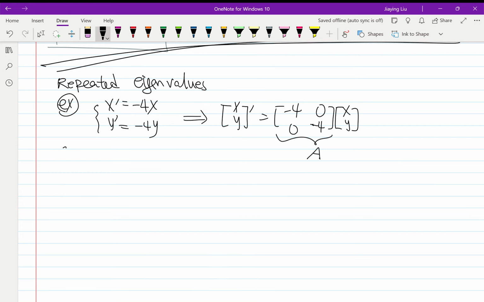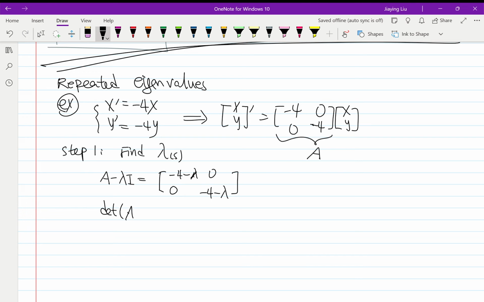So the first step, find eigenvalues. Lambda or lambdas, depending on how many we have. We need to find A minus lambda I. The shortcut is to just subtract lambda from all the diagonal entries. So that's going to be negative 4 minus lambda, 0, 0, negative 4 minus lambda again. That's A minus lambda I, and then we can find the determinant of this.